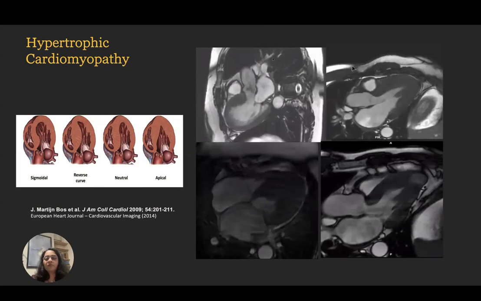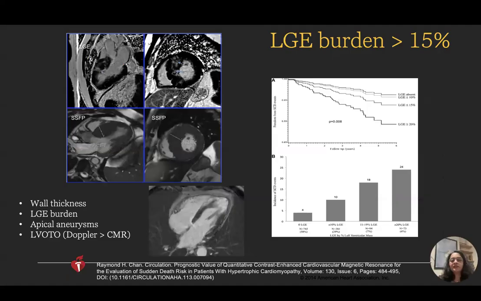High-risk features of HCM that can be identified on cardiac MRI include a wall thickness greater than 30 millimeters, LGE burden greater than 10 to 15%, which is associated with increased event rate, and apical aneurysms.